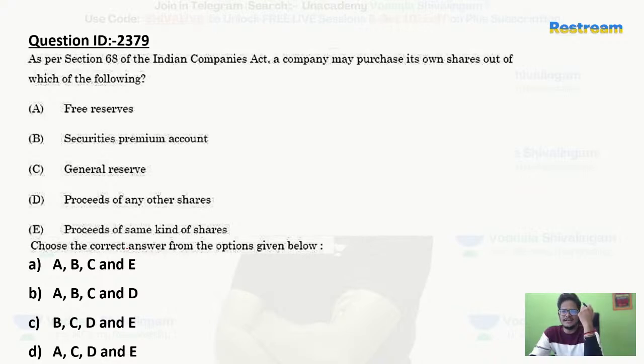As per section 68 of the Indian Companies Act, a company may purchase its own shares out of which of the following?